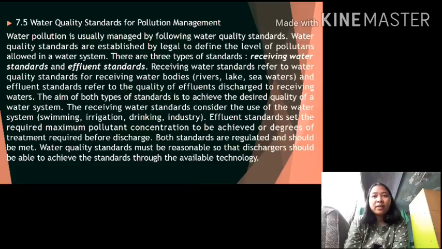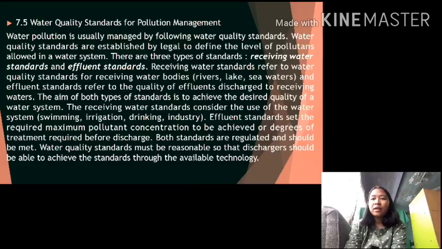7.5 Water Quality Standards for Pollution Management. Water pollution is usually managed by following water quality standards. Water quality standards are established by law to define the level of pollutants allowed in a water system. There are two types of standards: receiving water standards and effluent standards. Receiving water standards refer to water quality standards for receiving water bodies: rivers, lakes, seawaters. And effluent standards refer to the quality of effluents discharged to receiving water.